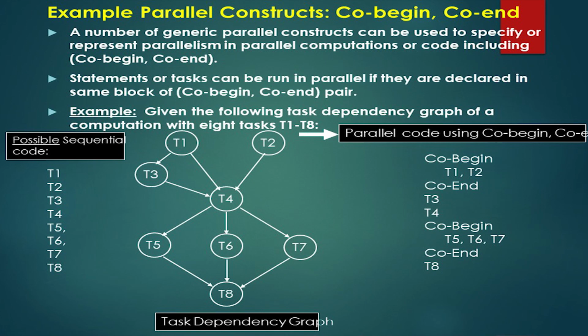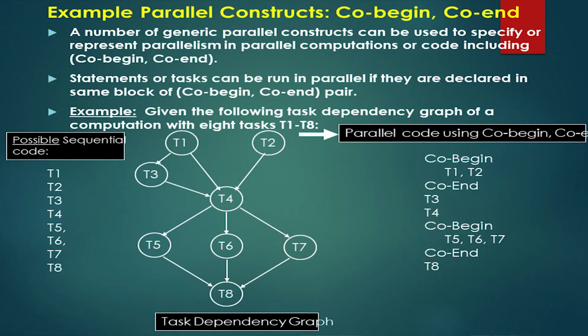Coming to the next example, look at the graph and example. Here 8 independent tasks are available. These are denoted with T1 to T8. Look at task 1 to task 8, and the dependency graph also we have drawn. There is a dependency analysis, a flow graph is available. So from this graph we need to write the parallel code. Parallel code will start with begin and end.